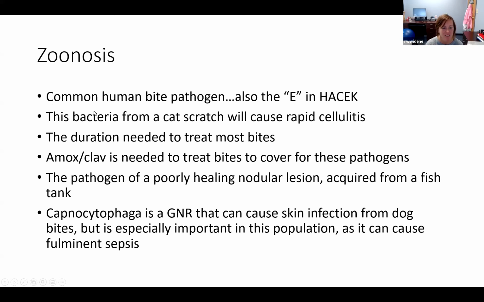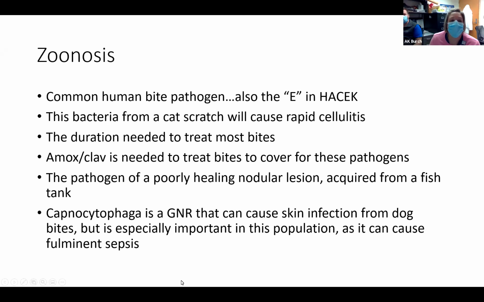All right, zoonosis: common human bite pathogen. Also, the E in HaySTACK. Eikenella corrodens, yes. A gram-negative, common to the nasty, dirty mouth of humans, commonly causing skin and soft tissue infections from a bite. And be careful with punch wounds because it'll get in that fascial plane and really mess you up.